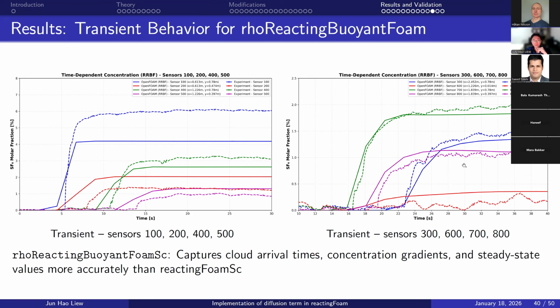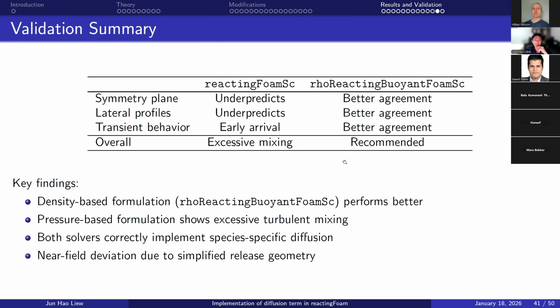experimental data. So in summary, the reactingFoam solver underpredicts and has early arrival. This means that it has excessive mixing overall. And then for low reacting buoyant foam, it just has better agreement.